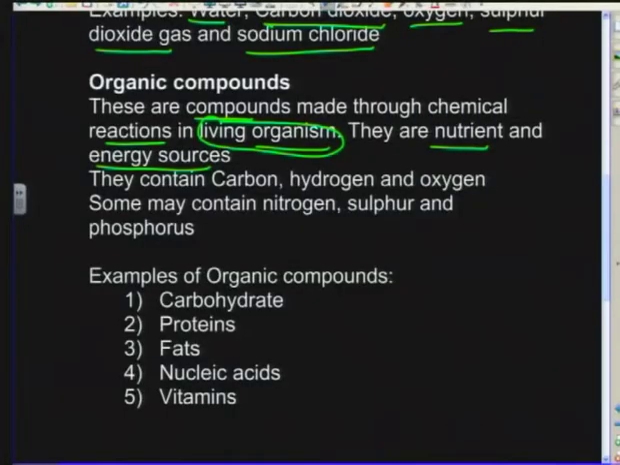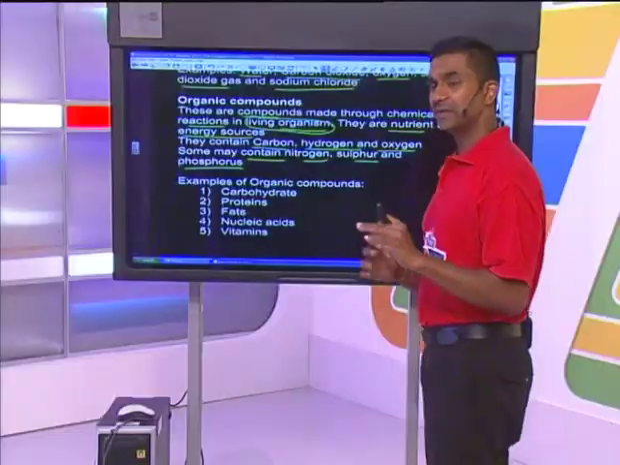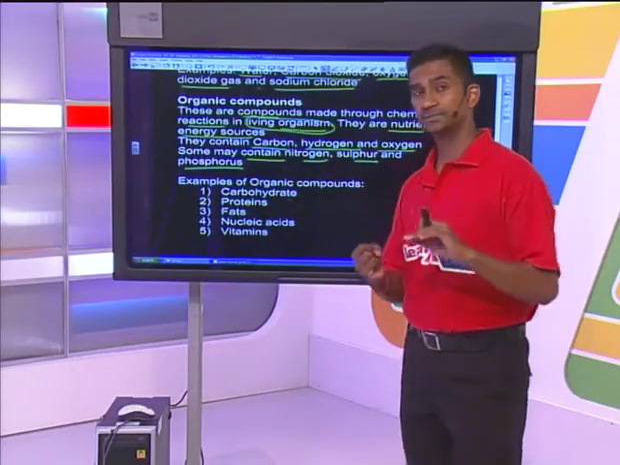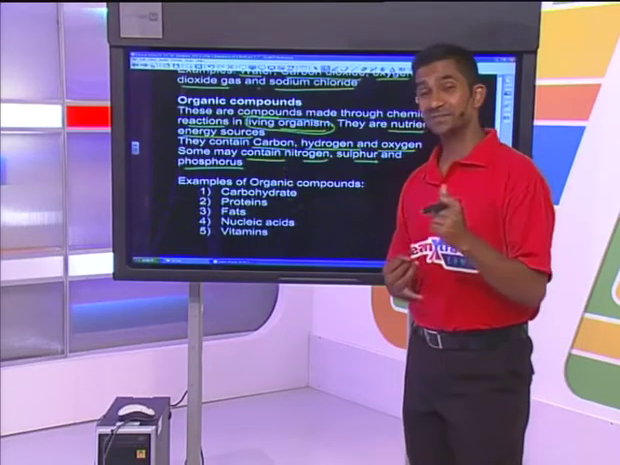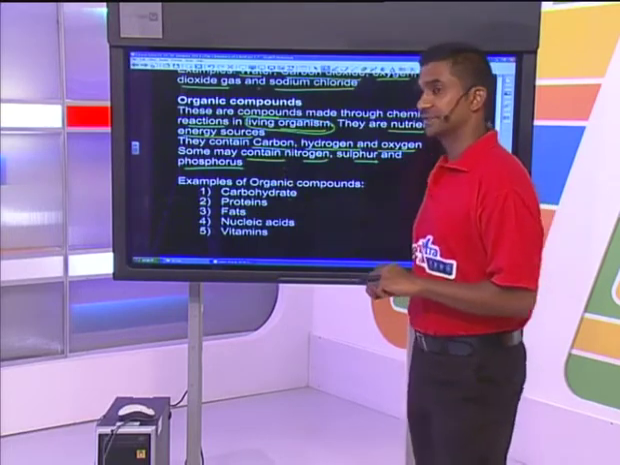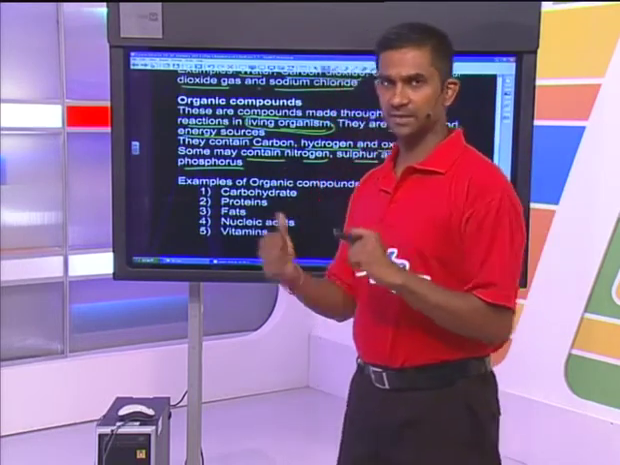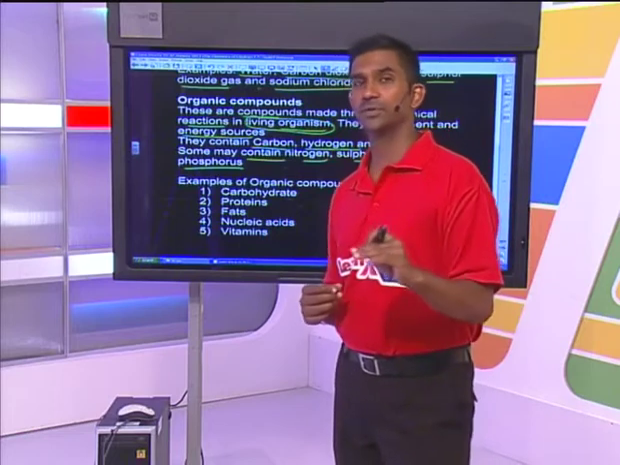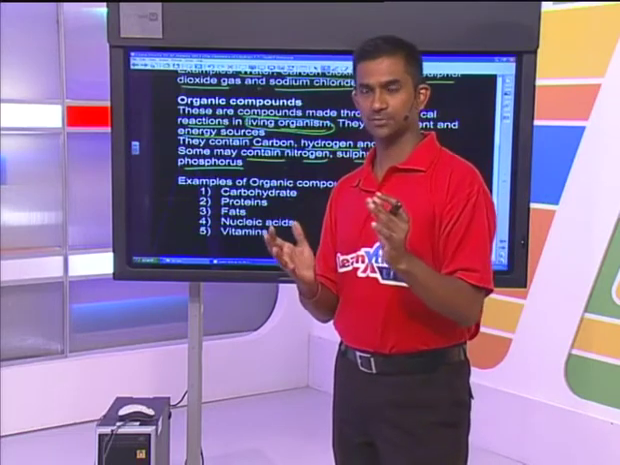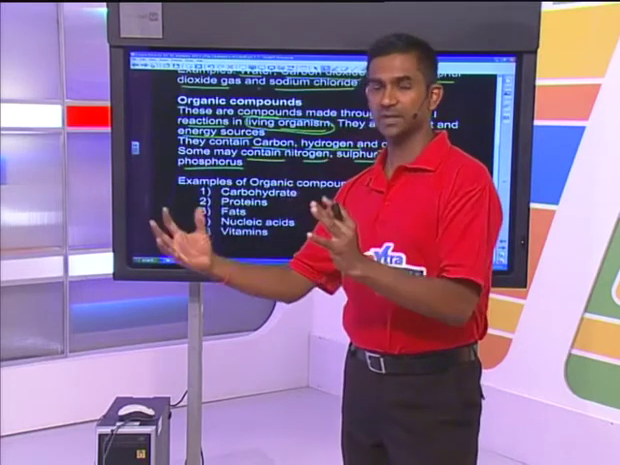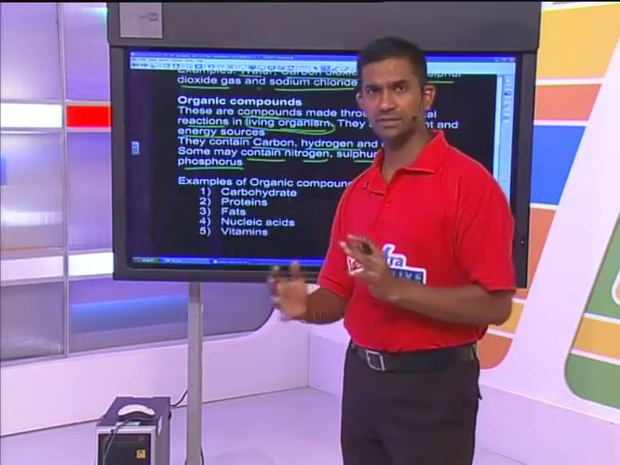They must contain carbon, hydrogen, oxygen. Some may contain nitrogen, sulfur, and phosphorus. So our organic compounds contain carbon, hydrogen, oxygen, nitrogen, and sometimes sulfur and phosphorus. An organic compound will contain carbon, hydrogen, oxygen, and other elements, as opposed to an inorganic compound, which is not made through a biological process, but through a geophysical process or a process not biological, and hence that differentiates the two.